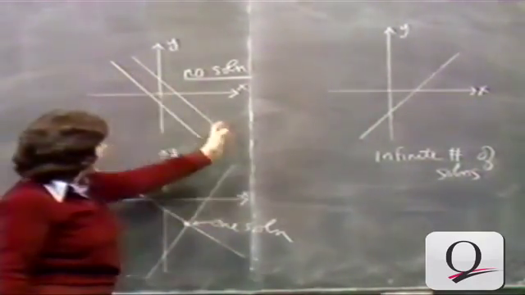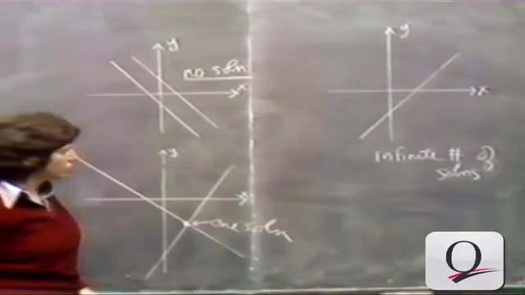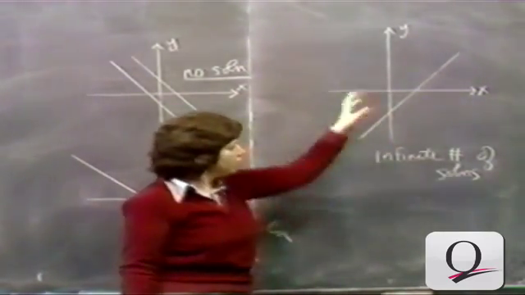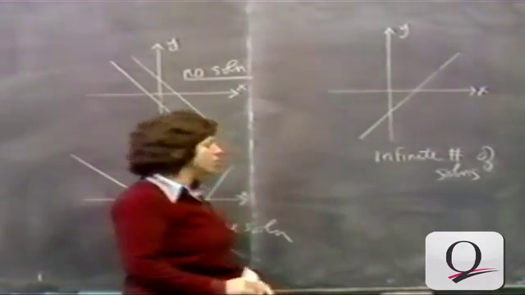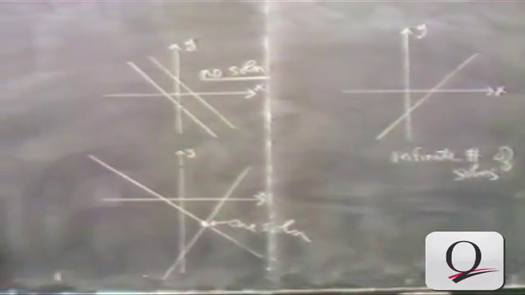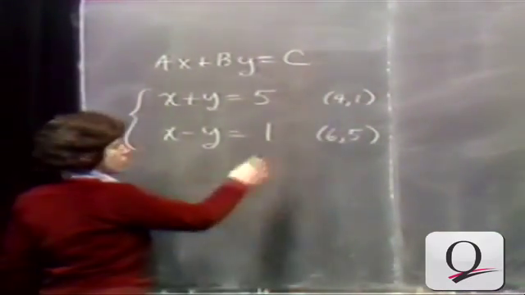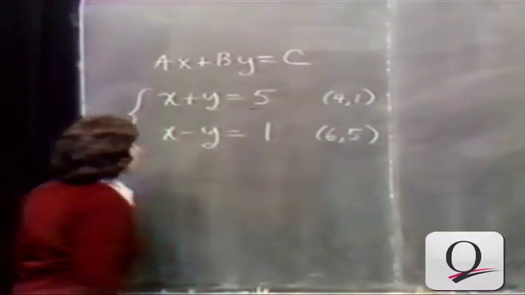equations. If the lines are parallel, there will be no solution. If the lines fall on top of each other, if they're coincident, there'll be an infinite number of solutions to the system of equations. Okay, now how are we going to go about finding which one of these three categories this particular problem falls in?